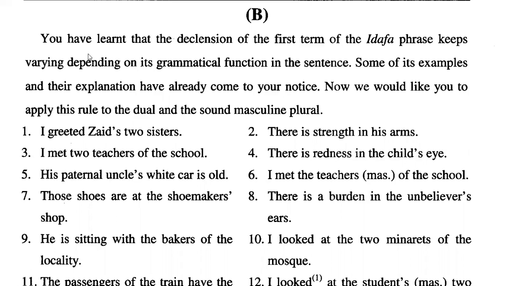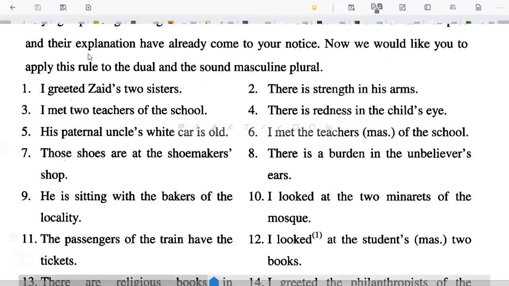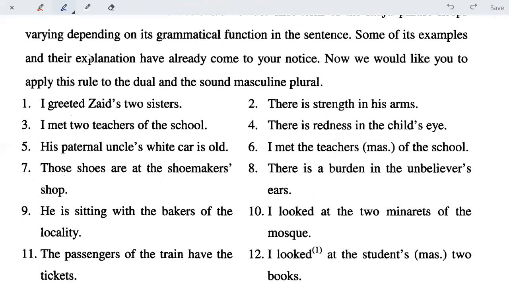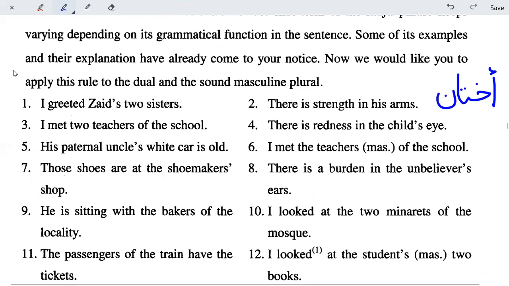Greeted, is it salimtu? Salamtu. Greeted. Salamtu, okay. Ikhwatu Sa'id. What is the Arabic for two sisters? Ukhtan, okay. But Ukhtan is marfu. And here, because of this fail, greeted, it is maful bihi. So it will be mansub.